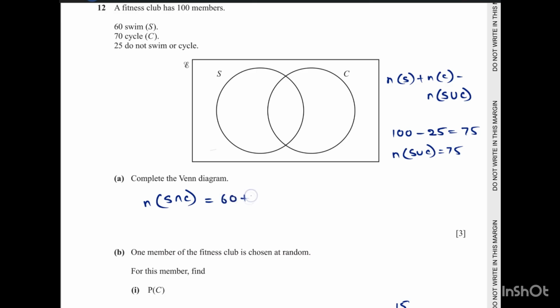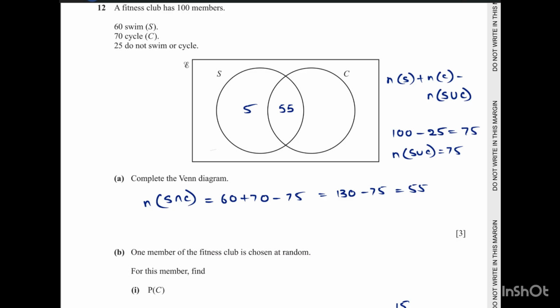60 plus 70 minus 75. So 130 minus 75, which is 55. So this will be 55. Now 60 are swimming, so 60 minus 55, 5 will only swim. That means these 5 members are only swimming, they don't cycle.